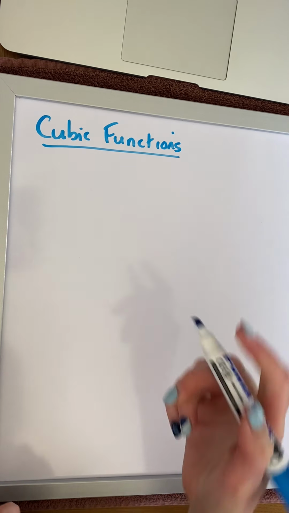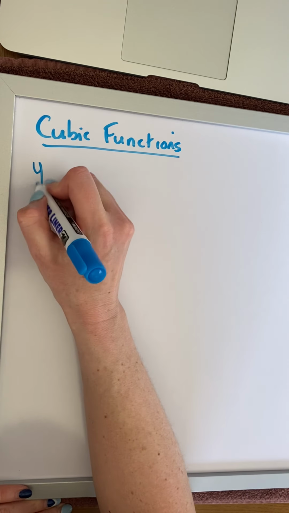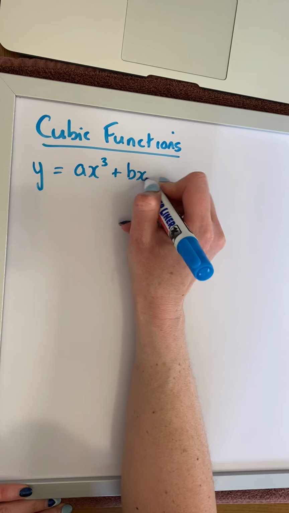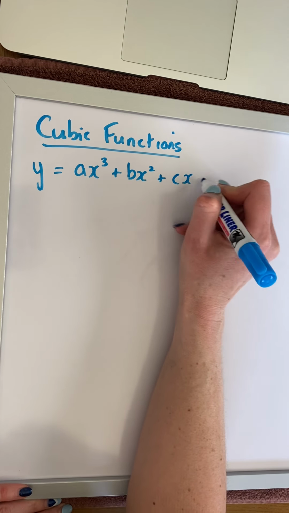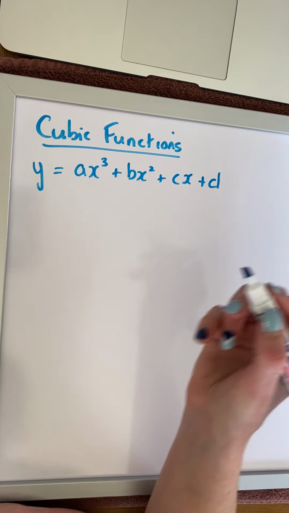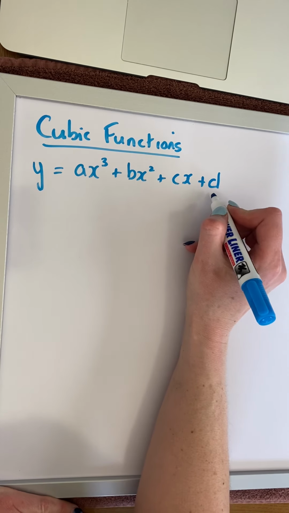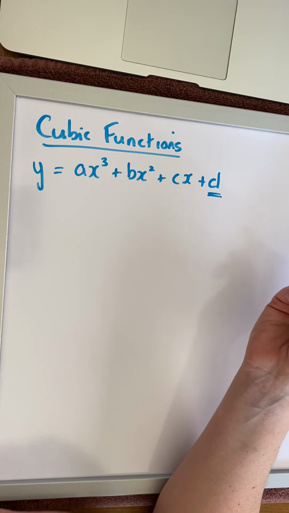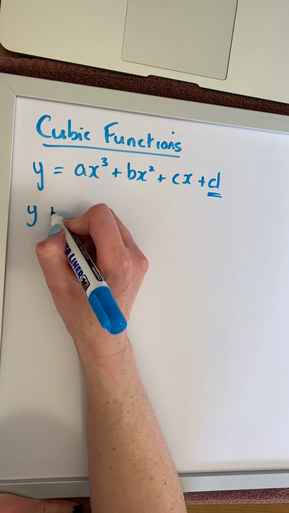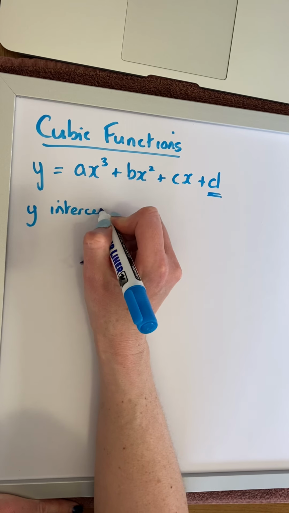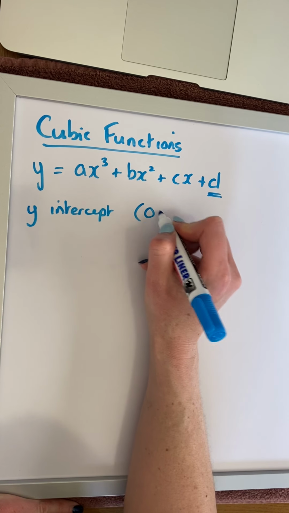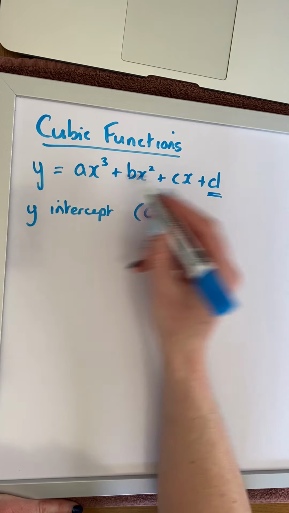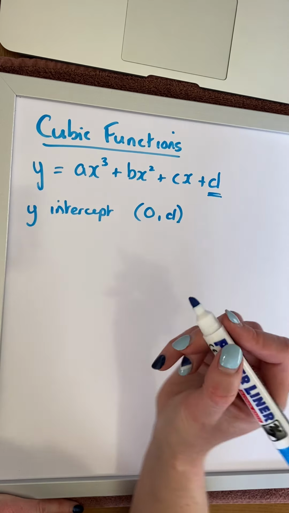So all cubic functions are going to be in the format y is equal to ax cubed plus bx squared plus cx plus d. Like in the quadratic functions, the number at the end of a cubic function tells us where the function crosses the y-axis. So the y-intercept is always going to be at the coordinates (0, d). That tells us where on the y-axis the graph of the function will cross.